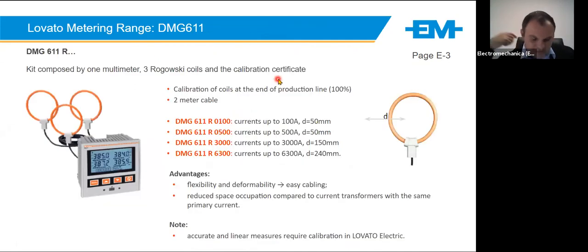An interesting addition now to the DMG 600 range is a set of calibrated CTs or Rogowskis. So what is a Rogowski? It's like a flexible coil, which basically will open. You clip it around the bus bar and close it. All right. The meter range is then linked to a specific meter model, because the calibration for accuracy was done Rogowski with the meter. Okay, the range can go from 100 amps to 6,300 amps, depending what you require.